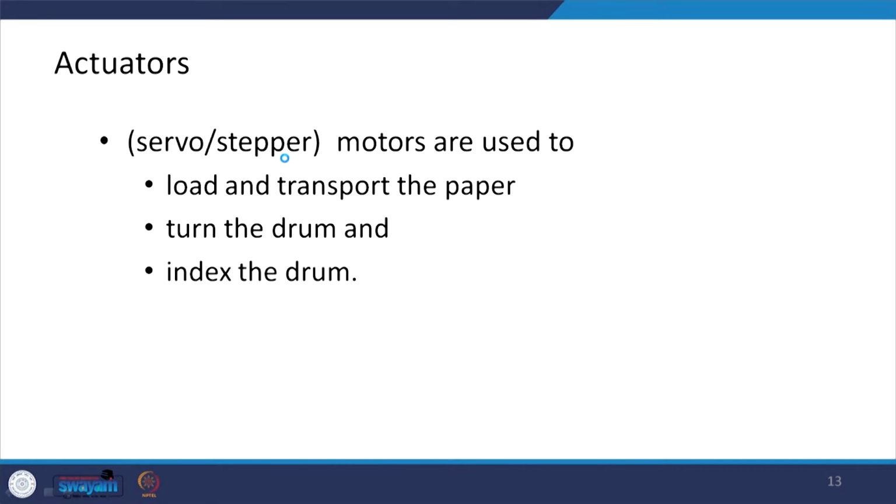Coming to the actuators, there are servo motors and stepper motors which are used to load and transport the paper, turn the drum and index the drum, okay. So these are the three operations for which the actuators are used, and we may have servos as well as stepper motors for this purpose.